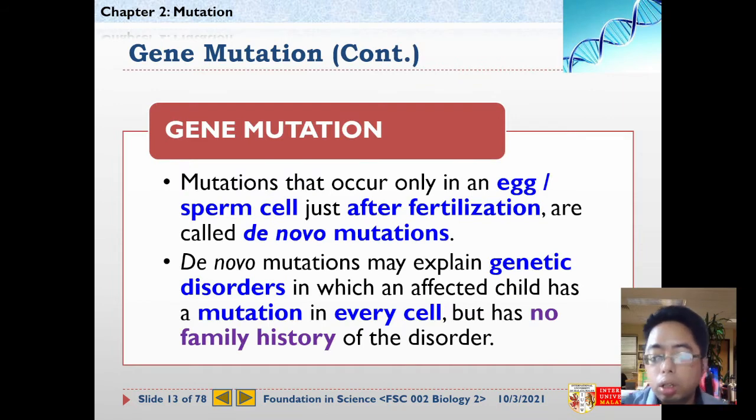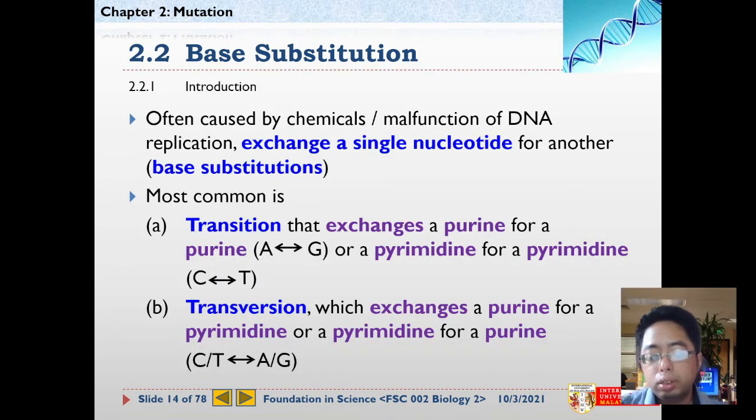Mutation that occurs only in an egg or sperm after fertilization, we call it the de novo mutations. De novo means new. So for the mother and father, their sperm or their egg doesn't have any mutations, but after they combine in fertilization, suddenly there is a mutation. So that's how we explain it. De novo is when we say that the genetic disorder happens, but with no history from the father or the mother. Now for base substitution.